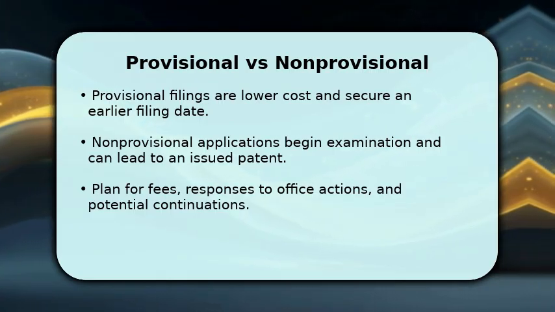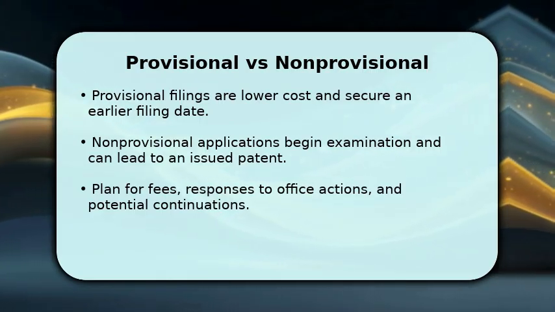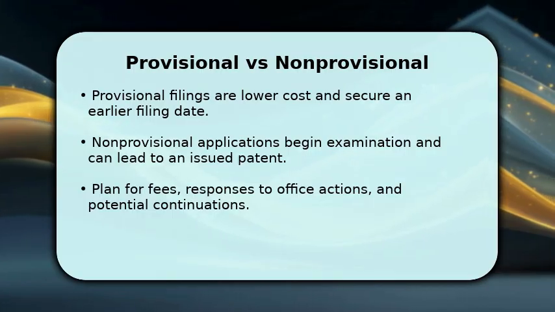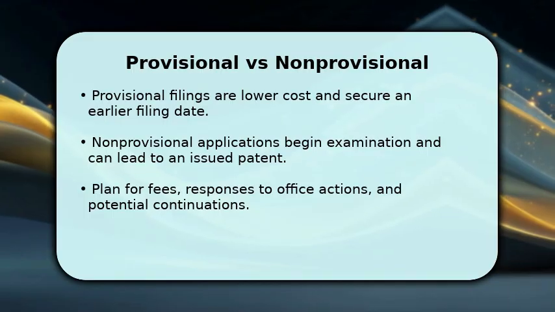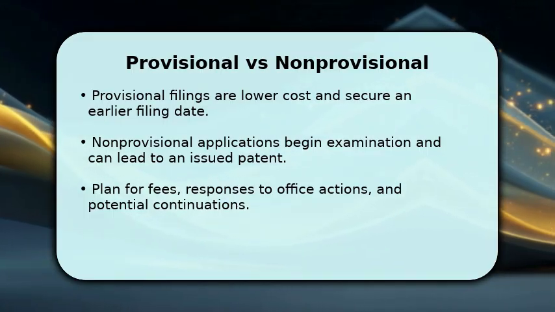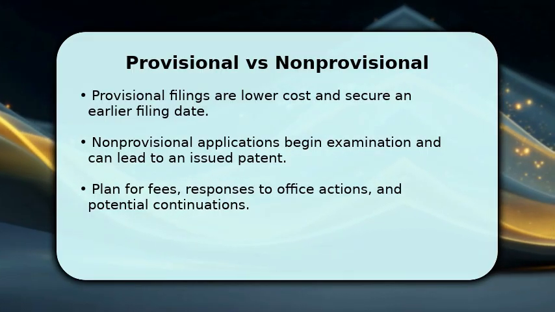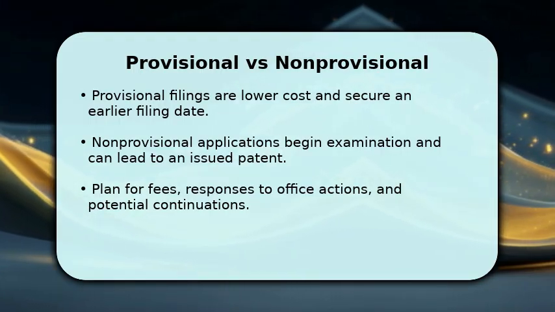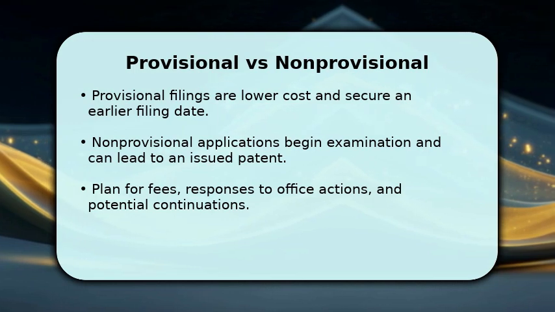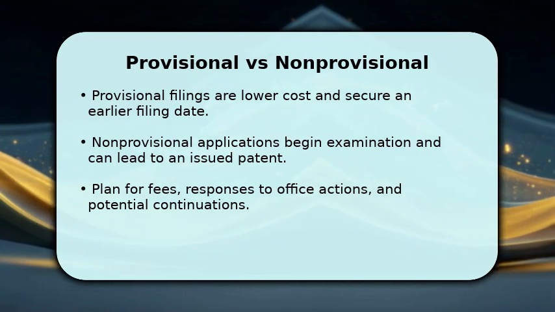A non-provisional application starts examination, requires claims and formal drawings, and can lead to an issued patent if prosecuted successfully. Budget for filing fees, attorney help, and possible continuations during prosecution. Plan ahead for prior art searches and commercialization strategy to support prosecution and enforcement.